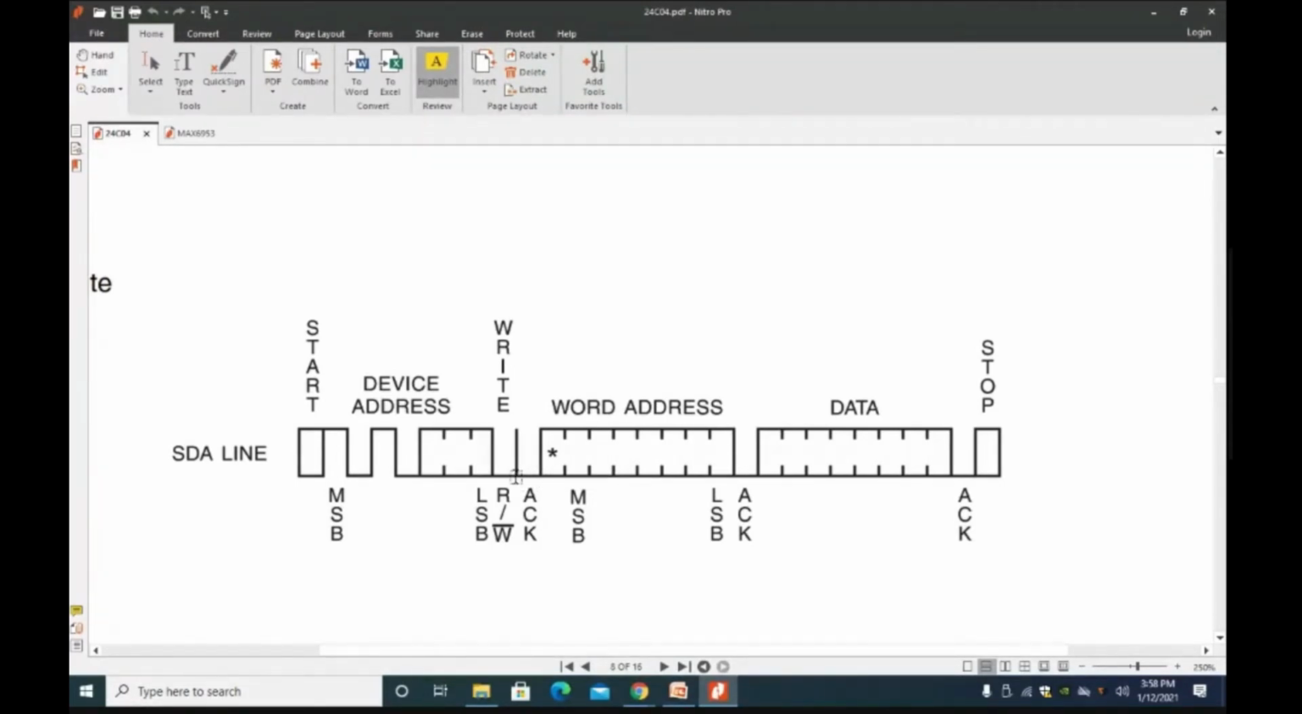How will it acknowledge during the 9th pulse? By making the SDA line 0. The called device will acknowledge the transmitter, something like this. This we need to understand. Okay, so now I'll show you the acknowledgement waveform, which is very interesting.